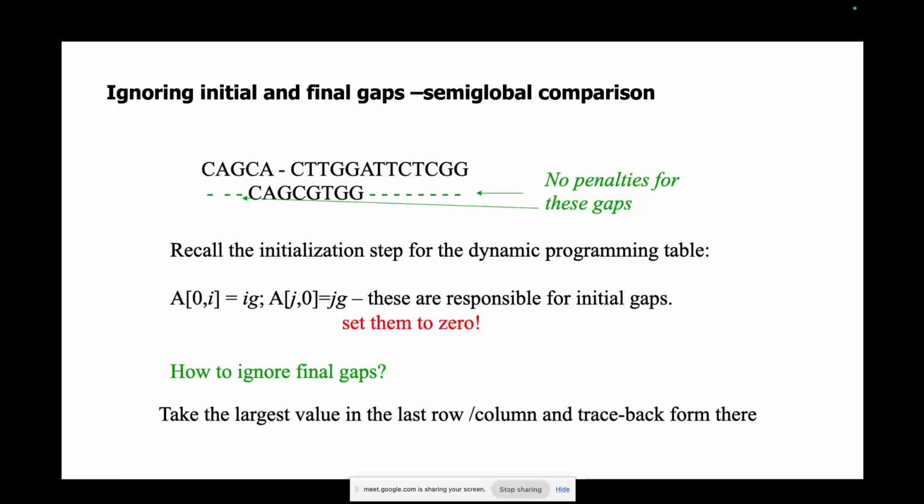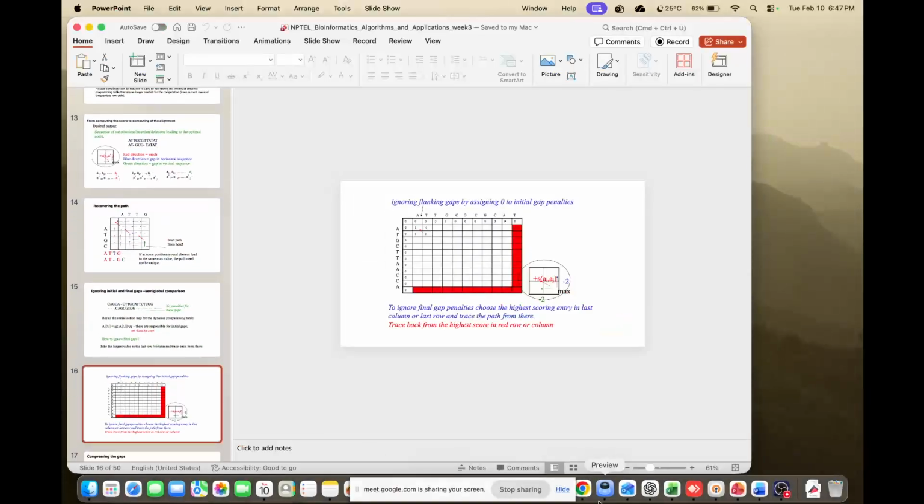So this is a sort of semi-global alignment, where you are ignoring all the gaps to the left and the right. Basically the initial set of gaps and the final set of gaps, you are just disregarding those to find the best possible match there. That is what is defined as semi-global comparison or semi-global alignment. So you set these things to 0. All the 0 comma i entries, so 0 comma 1, 0 comma 2 till 0 comma n, you put to 0, and here also you set them to 0, right? I'll talk about the final gaps in a moment.